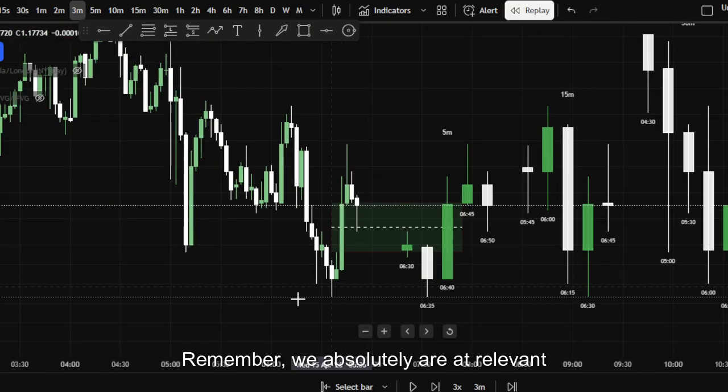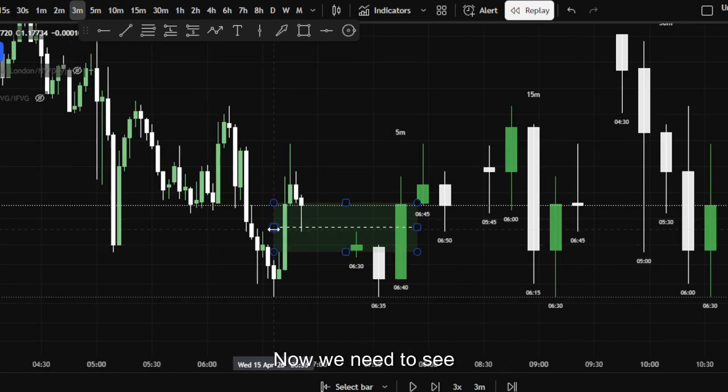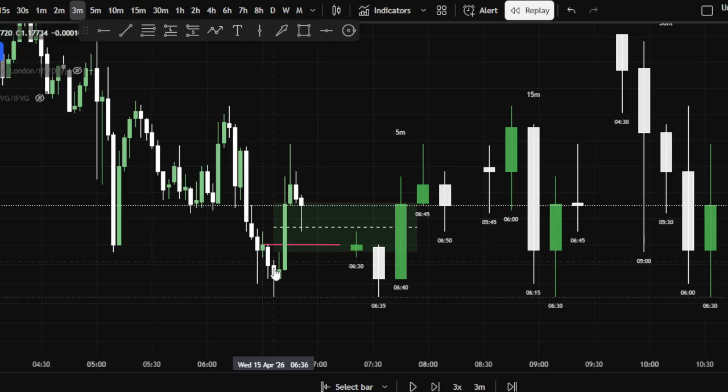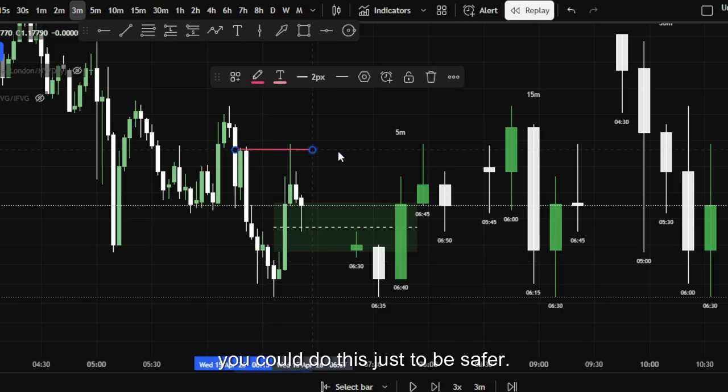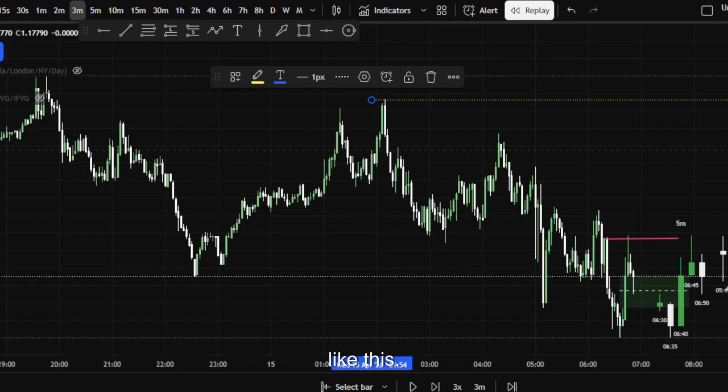Remember, we absolutely are at relevant levels. We've already gone through that. Now we need to see what made this low. Technically, now it's just these two candles. This is technically the change in the state of delivery. If you wanted, you could do this just to be safer. Wouldn't totally blame you. You would likely be seeking for something like this.